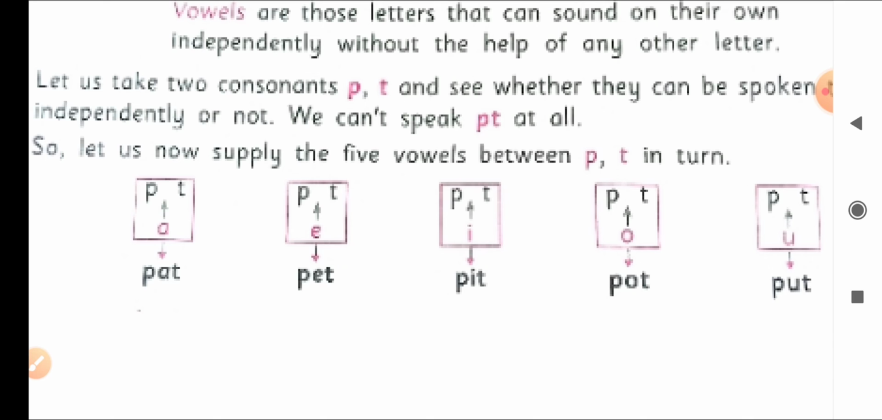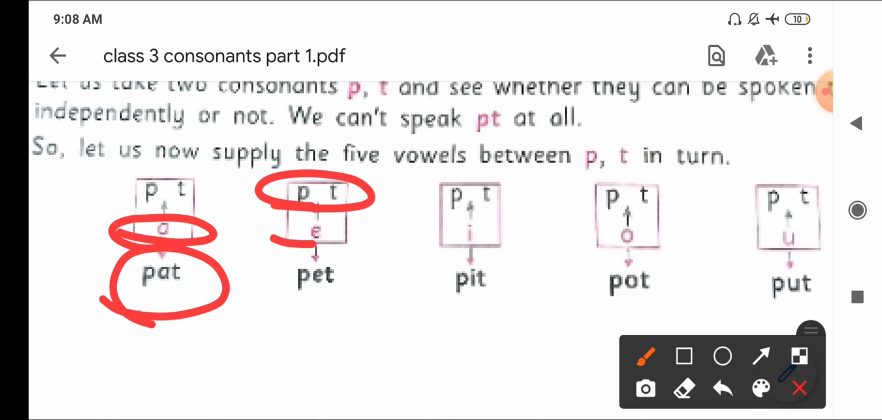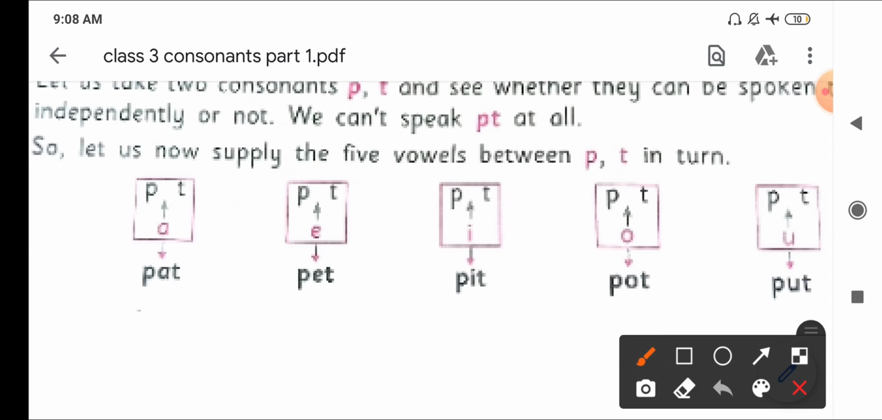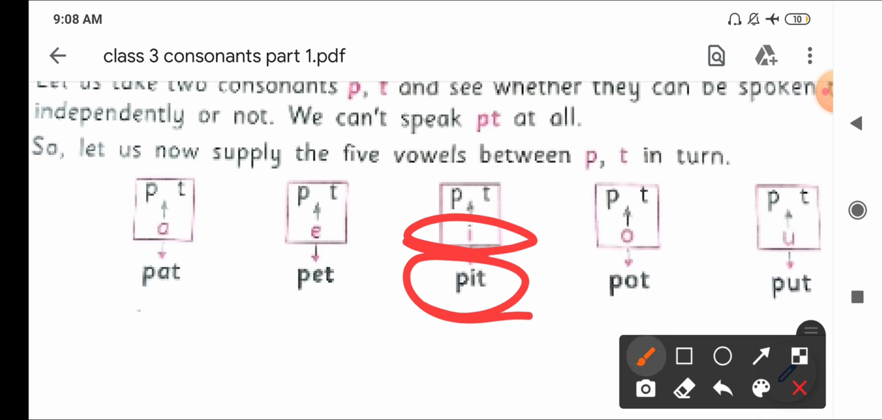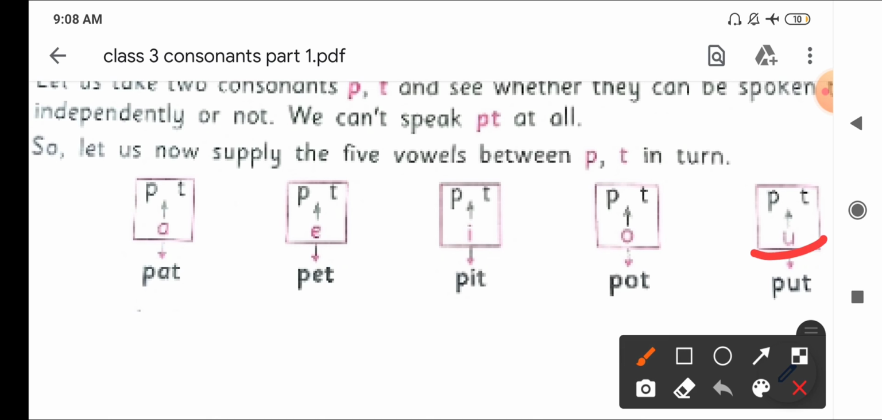So, when we add P and T with the vowel A, it becomes pat. When we add P and T with E, it becomes pet. Then when we add P and T with I, it becomes pit. When we add P and T with O, it becomes pot. And when we add P and T with U, it becomes put.